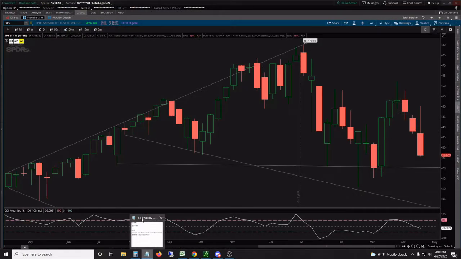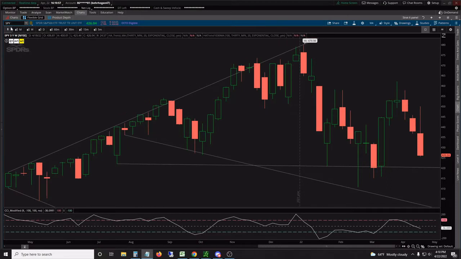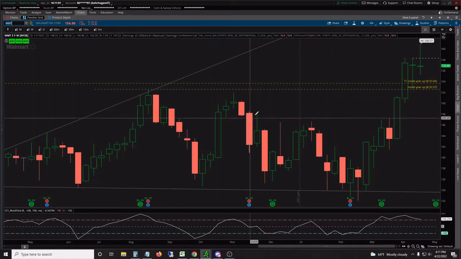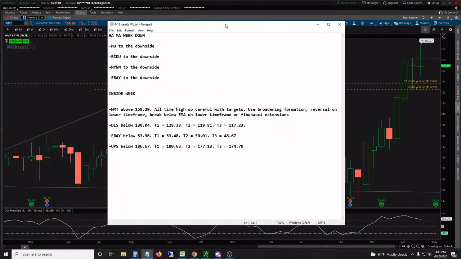Get rid of that, and here's our watch list. We'll start down here with my standard inside week stuff. So Walmart, we were looking for a break to the upside. We got that break. I didn't really have any targets set because it was an all-time high. So I was looking for a break above 158.29.